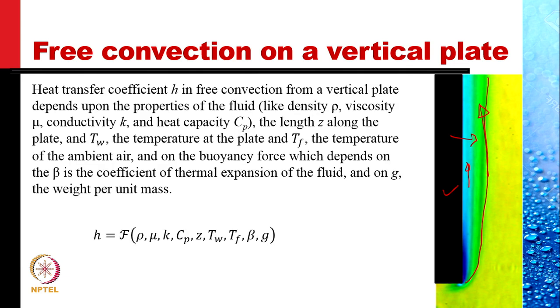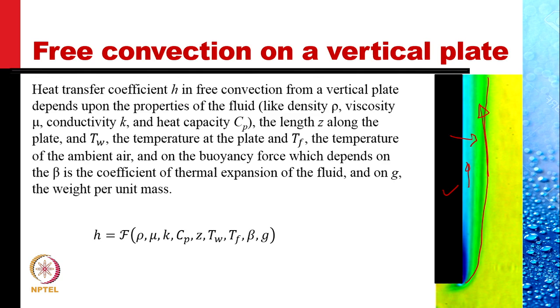The heat transfer coefficient h in free convection from a vertical plate depends upon the properties of the fluid like density rho, viscosity mu, conductivity k, and the heat capacity Cp of the fluid. The length z along the plate, Tw the wall temperature, and Tf the temperature of the ambient air. And it also depends on the buoyancy force, which depends upon beta, the coefficient of thermal expansion of the fluid, the fractional rate of change of density with temperature. And of course, on g, the weight per unit mass, the acceleration due to gravity.